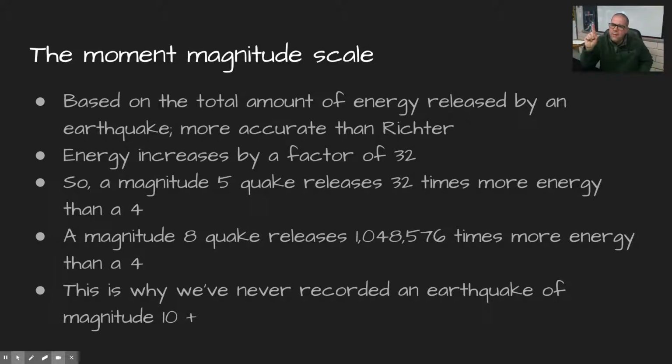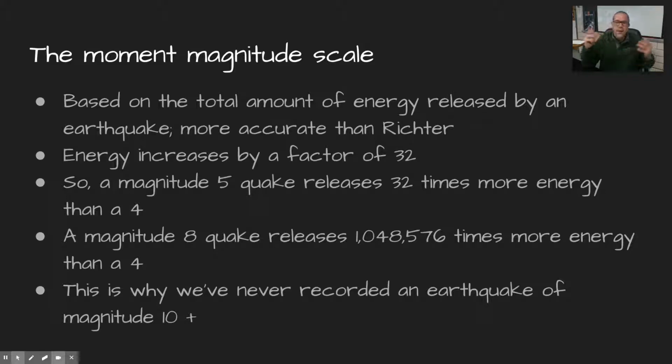Remember, Richter's scale only used 1 data point, how fast the ground shakes at a seismic station, whereas moment magnitude uses the total amount of energy released by the earthquake, which includes how fast the ground shakes and how far it moves. Remember, the difference between a magnitude 5 and a magnitude 4 earthquake is not just 1 unit, all right? For every number you go up on the magnitude scale, it increases the energy by a factor of 32, okay? So a magnitude 5 earthquake is 32 times more powerful than a magnitude 4.